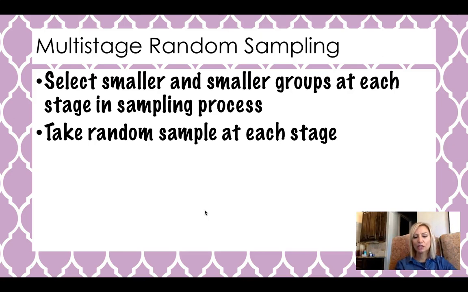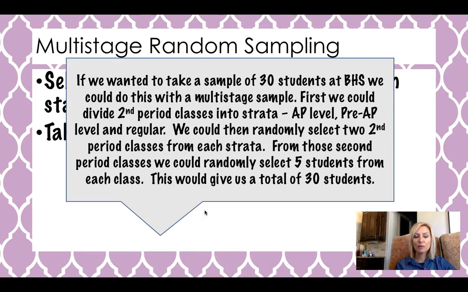So again, we could look at our high school example. Let's say we wanted to take a sample of 30 students at BHS, and we wanted to do this with a multi-stage sample. We could go ahead and divide our second period classes into strata. We could have AP level classes, pre-AP level, and regular or on-level classes. We could then randomly select 2 second period classes from each strata. So 2 second period AP, 2 second period pre-AP, and 2 second period regular. We've now broken into smaller groups, so we've got 6 different classes we've sampled.